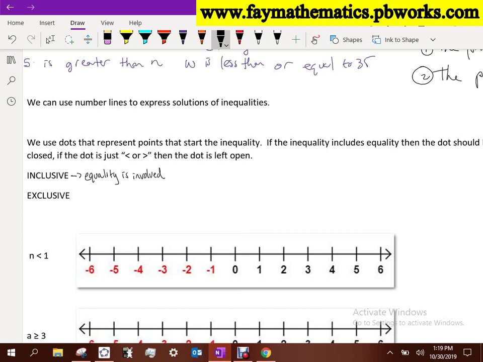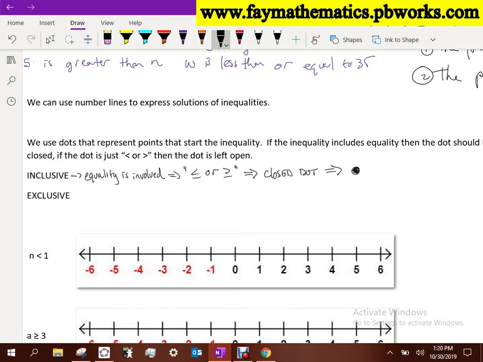Let's just say an equality is involved, which is obviously then these symbols. If we see those symbols inside our problem, we're talking about inclusive, so you keep that value. We call that a closed dot. And that's going to lead us to this picture here. That's our closed dot. That's exactly what those mean.